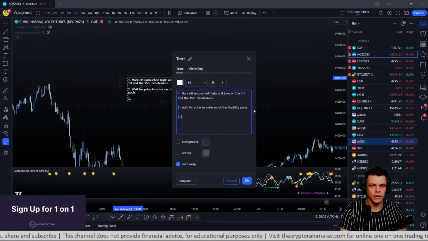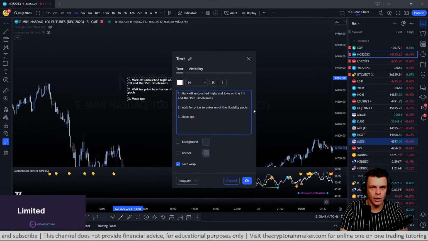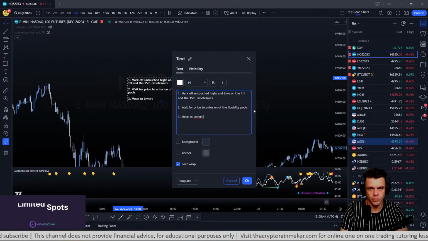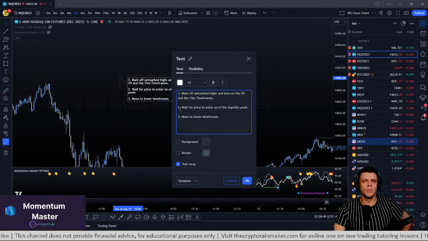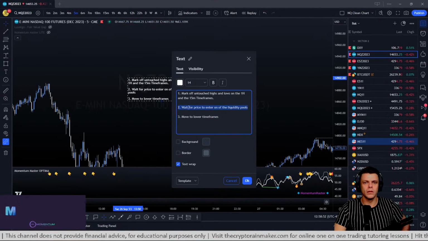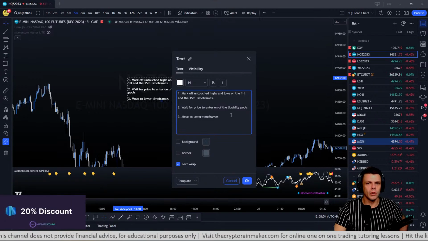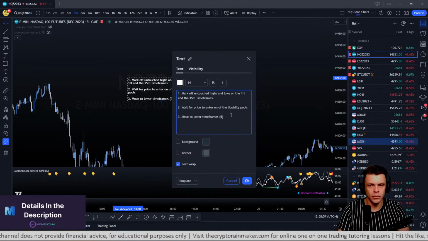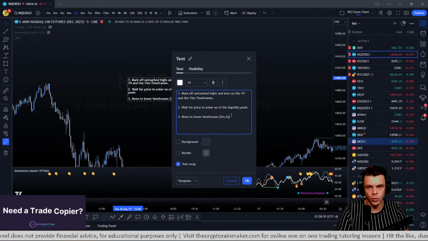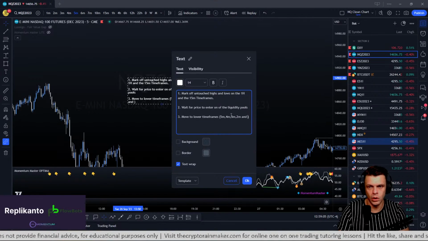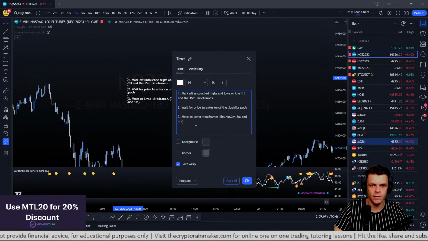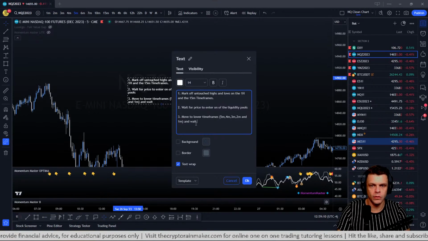Okay, step number 3. Now you are going to move to lower time frames. As soon as you enter the liquidity pool outlined in step number 2, you want to go to the lower time frames, and that is the 5 minute, 4 minute, 3 minute, 2 minute, and 1 minute, and wait for a market structure shift.